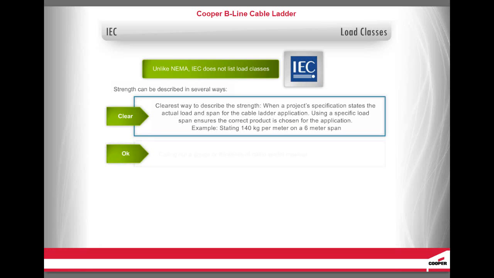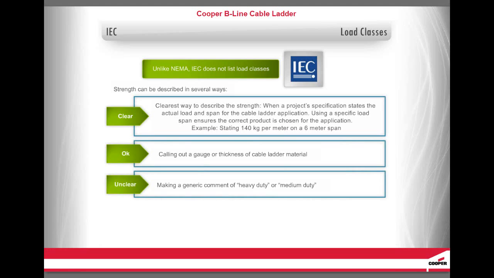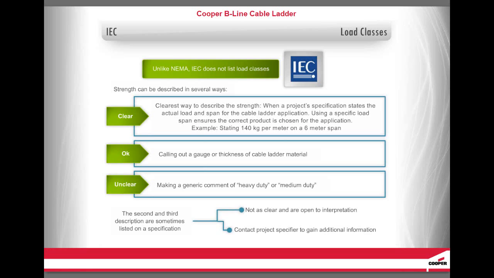Two, OK. Calling out a gauge or thickness of the cable ladder material. Three, unclear. Making a generic comment of heavy duty or medium duty. The second and third description are sometimes listed on a specification, but are not as clear and are open to interpretation. In this situation, it would be best to contact the project specifier to gain additional information.